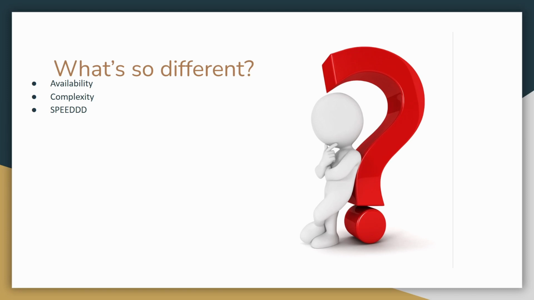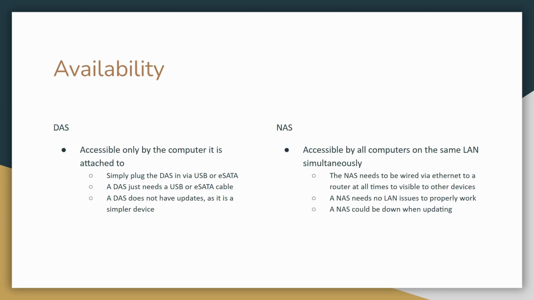Well, the differences come down to availability, complexity, and of course, speed. To begin, let's talk about availability. A DAS is only accessible by the computer it's attached to. We would simply plug in the DAS via USB or eSATA. A DAS just needs that one cable to connect to the computer, and then obviously a power cable to power it. A DAS does not have updates as it is a simpler device.